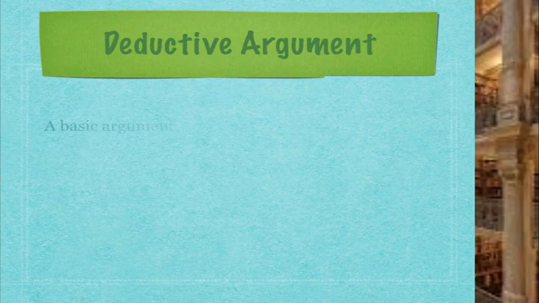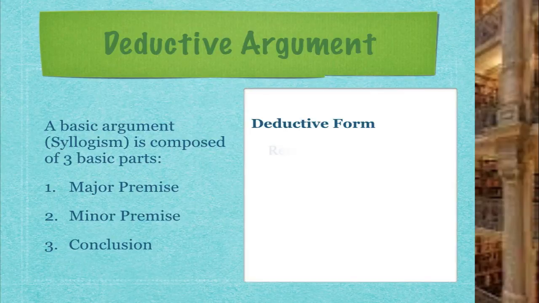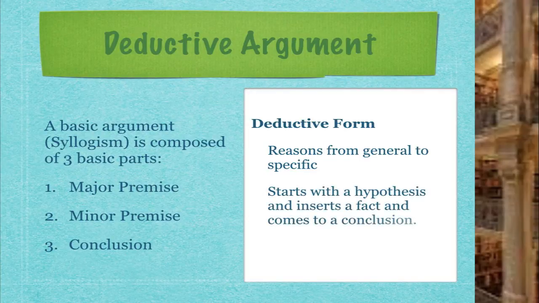So if we take that basic form of argument, the major premise, the minor premise, conclusion, I want to look at two different types of argument. The first is deductive argument. And a deductive argument form uses reason from the general to a more specific statement. It starts with a hypothesis and inserts a fact and comes to a conclusion. And in a deductive argument, certainty is possible. In other words, the conclusion is guaranteed by the simple logic and structure of the form. That is assuming that, of course, the major and minor premise are correct.